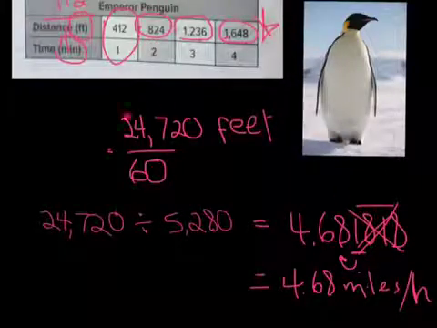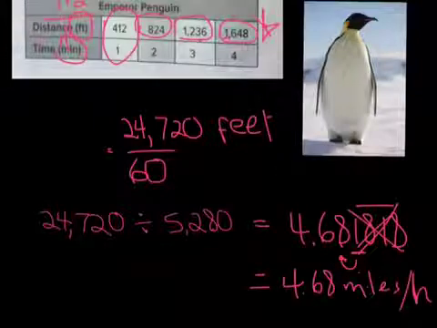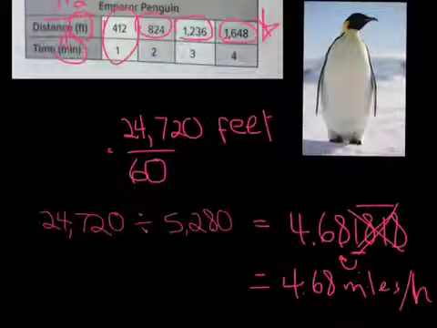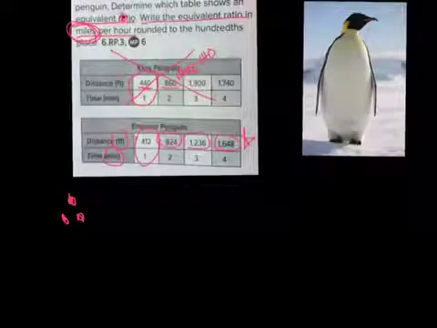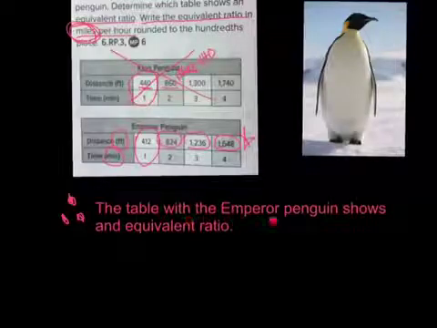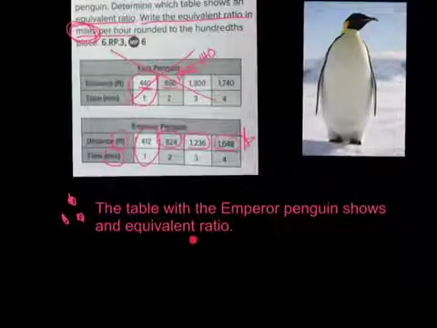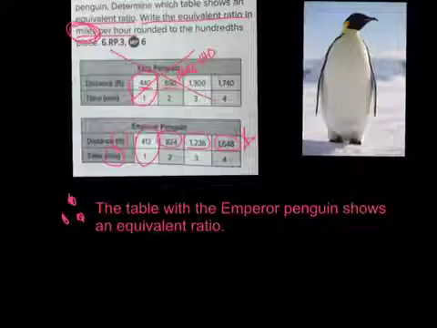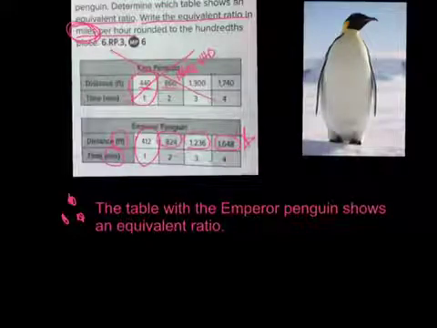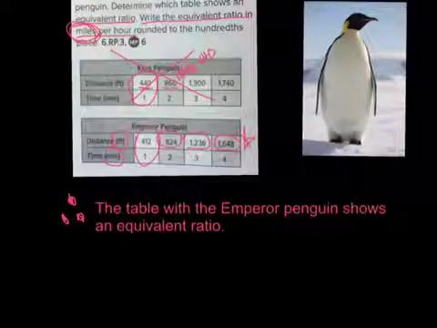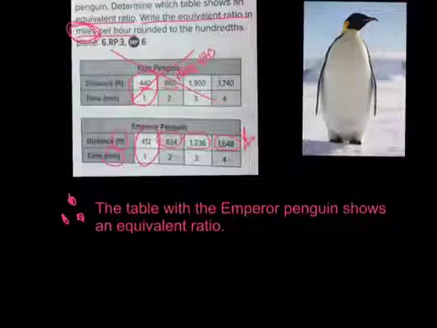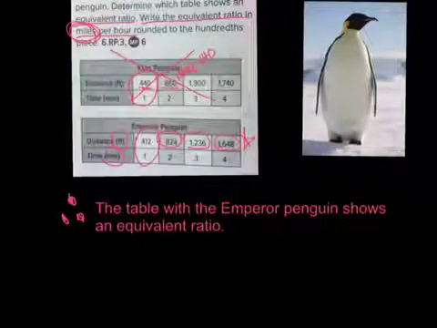So again, this is not my answer. This is just my work, my logic. I need an answer. Let's write our therefore statement. Let's address the first question. Determine which table shows an equivalent ratio. The table with the emperor penguin shows an equivalent ratio. That was the first thing we were able to determine when we simply looked at the unit rate and checked to see if it was increasing by the unit rate. We found that there was a flaw right there. So the emperor penguin has the equivalent ratio. That was our first answer.